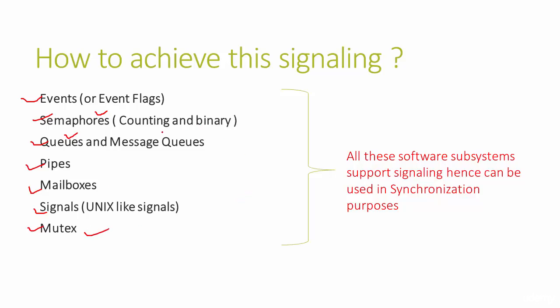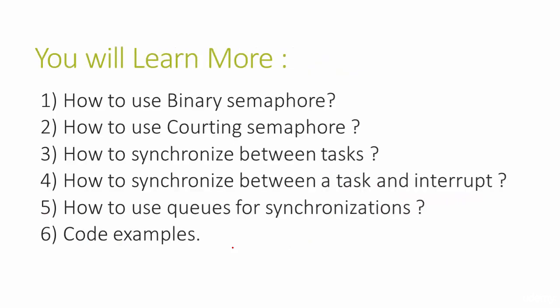All right, so FreeRTOS will support the semaphores, queues and mutexes to achieve the task synchronization as well as the data synchronization. So in the later lectures in this course, you will learn about how to use counting semaphores, how to synchronize between tasks, how to synchronize between a task and an interrupt, how to use queues for synchronizations, along with lots of code examples. So this is just an overview lecture I'm covering on synchronization.